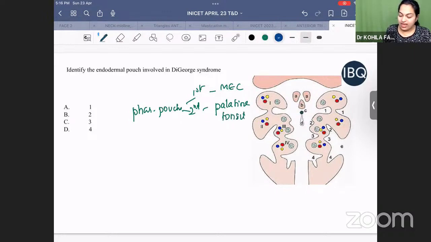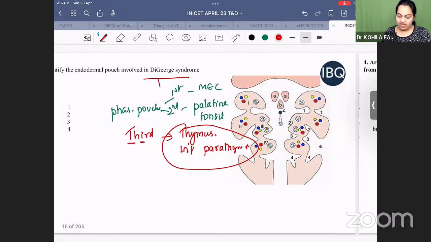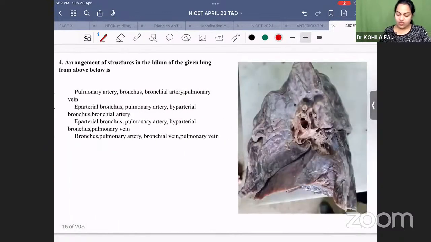Palatine tonsil. And the third one, which is connected with the syndrome, will give rise to the thymus and the inferior parathyroid. Okay, so what happens in DiGeorge syndrome? Both of them are not formed, leading to hypocalcemia and immunodeficiency. Okay, okay with this? Next one.